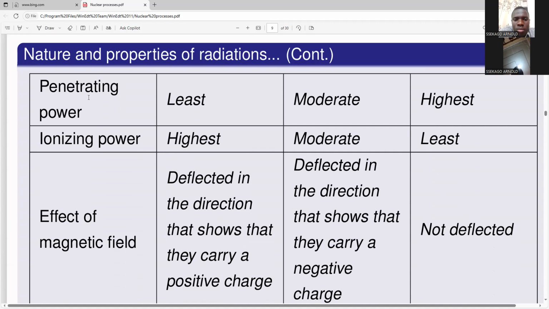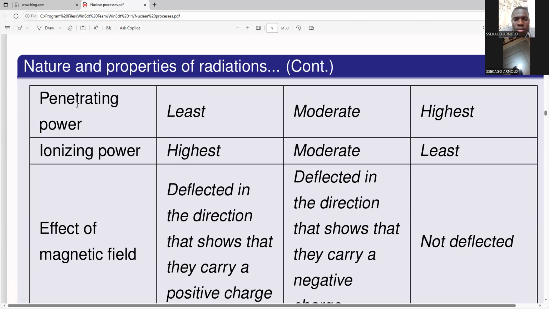Then we also have penetrating power. If you want to think about penetrating power, here we look at the rate at which these radiations penetrate matter. For example, a piece of paper is matter. If you have a metal sheet, it's also matter. So basically here we look at, if I have alpha particles, beta particles, gamma rays, how will they penetrate? Can they penetrate into a piece of paper? What is their rate of penetration into a metal sheet? Those are the things that we look at.